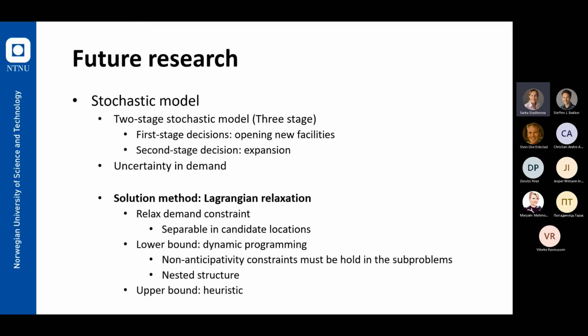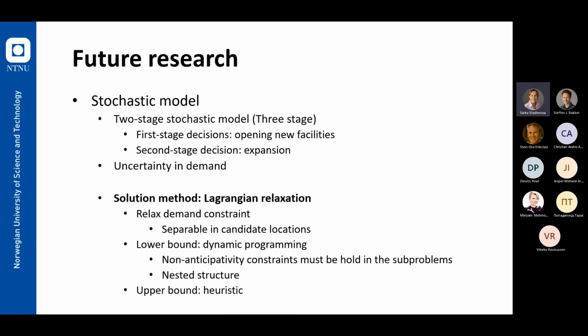And now a little bit to our future work, or what we are working on now. It's a two-stage stochastic model where the first stage decisions are related to opening of new facilities, and the second stage decisions are related to expansion. And demand is uncertain. What I can say by now is that the problem is basically impossible to solve for more than 10 scenarios with a commercial software. And even the 10 scenarios take about 5 days to get a solution with a gap of about 2%. So we really need a solution method to be able to solve it with more scenarios.